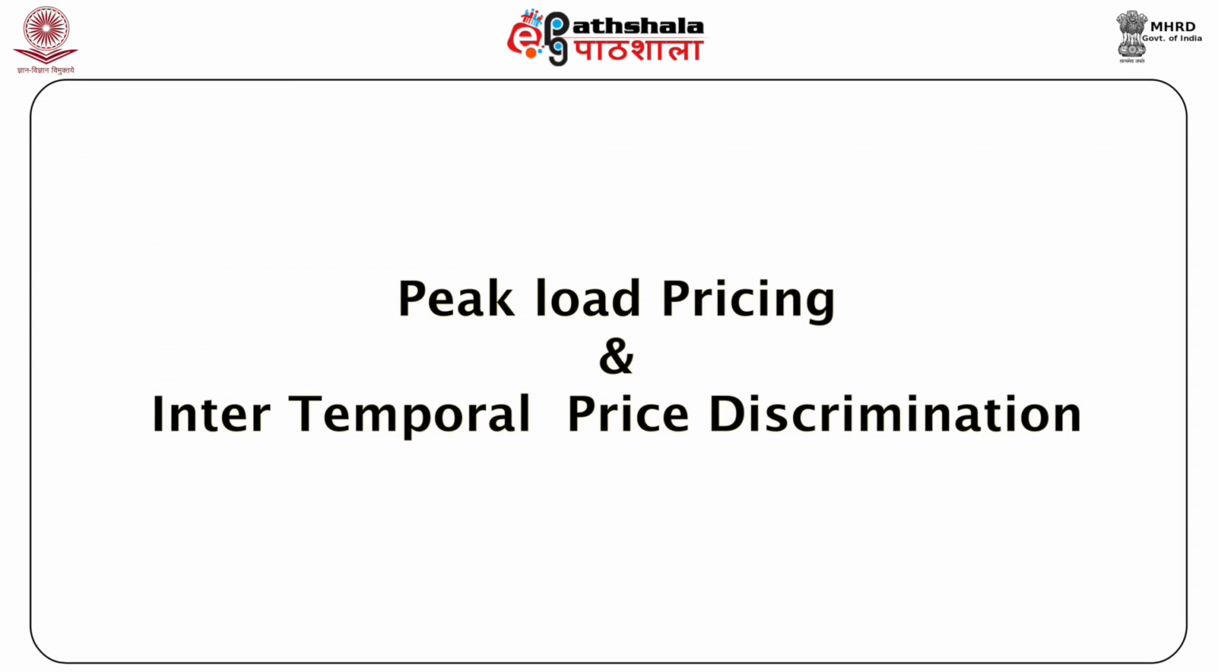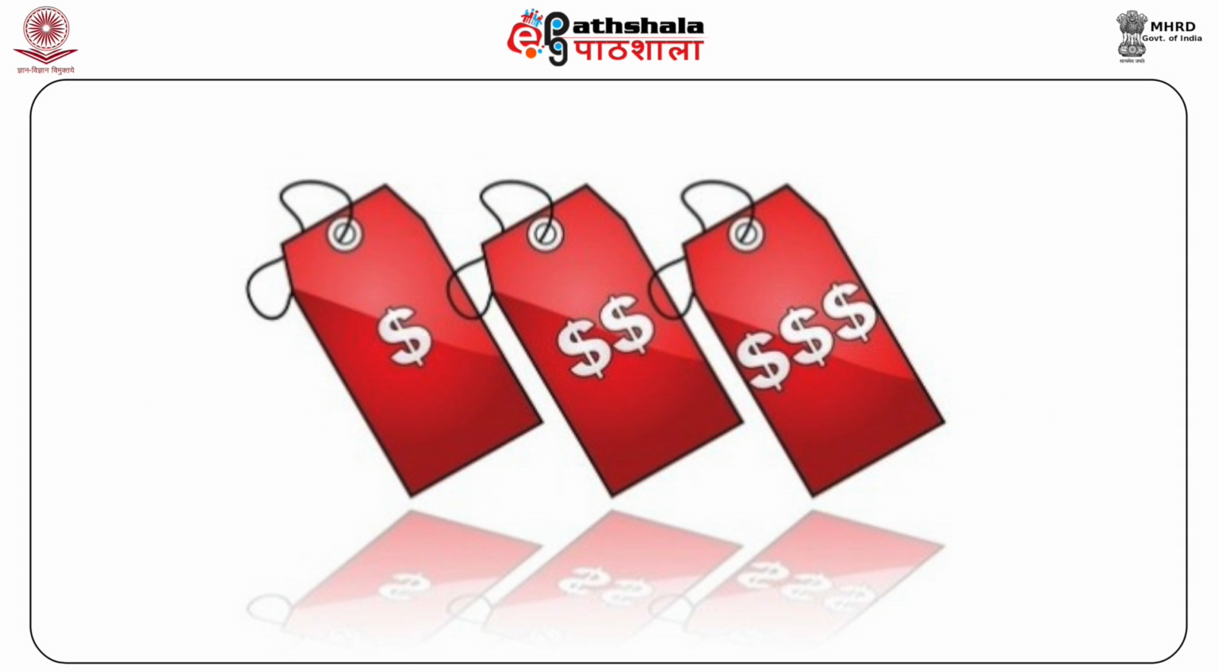Next is the peak load pricing and intertemporal price discrimination. Intertemporal price discrimination works under the assumption that the marginal cost associated with the output at different points in time is constant. However, this assumption does not always hold. Producers can at times charge different prices at different points in time, not only due to different elasticity of different segments of consumers, but also due to difference in the cost of producing the same product at different times.